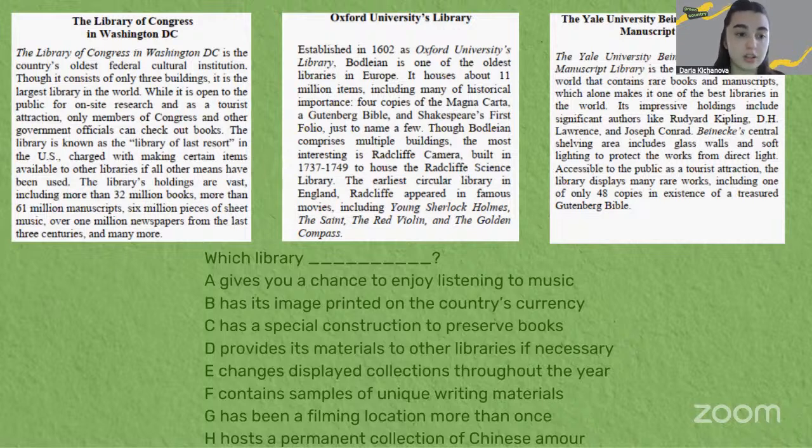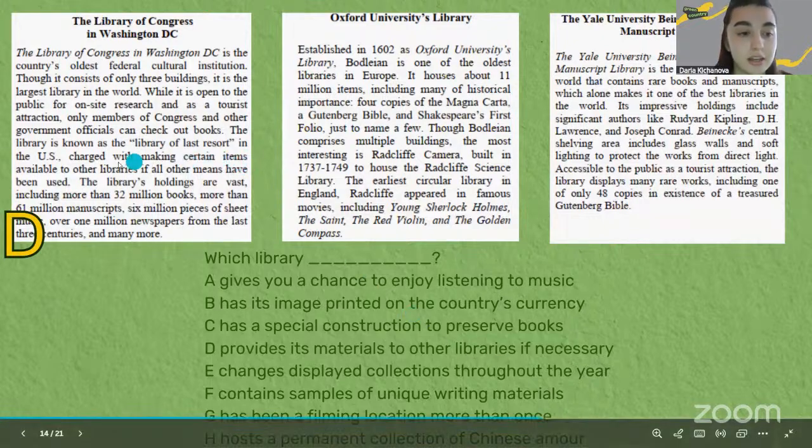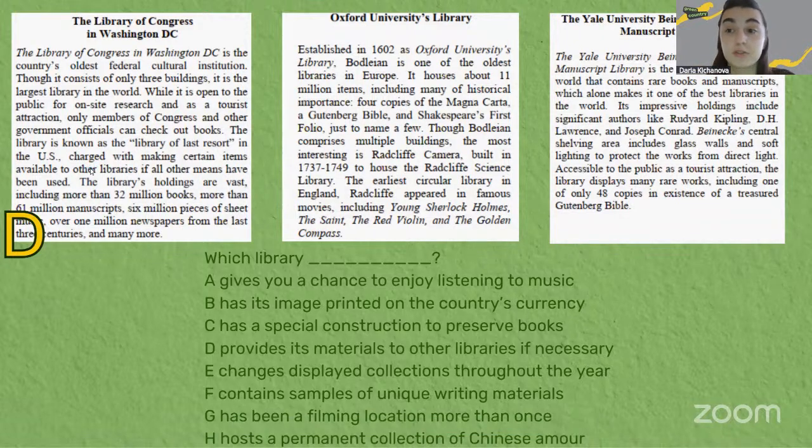The first answer is D, but why? Let's check. So this library provides its materials to other libraries if necessary. We are checking this text and we find rephrased but very similar information about it. Charged with making certain items available to other libraries if all of other means have been used. So there we can understand that it is D. It provides some materials to other libraries. Okay, good job. Let's talk about number 2, Oxford University's library.